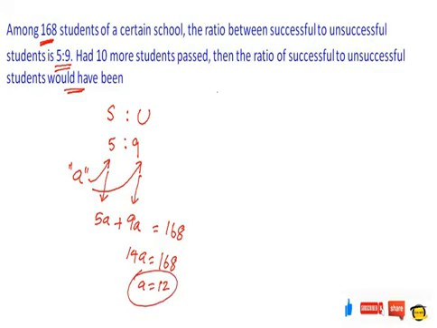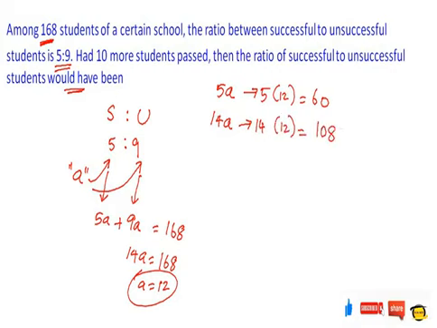So what is going to be the number of successful students? 5A, which means 5 times 12, that is equivalent to 60. What about the unsuccessful students? 9A, and that is equivalent to 9 times 12, which is equivalent to 108, right? So the first part is done.